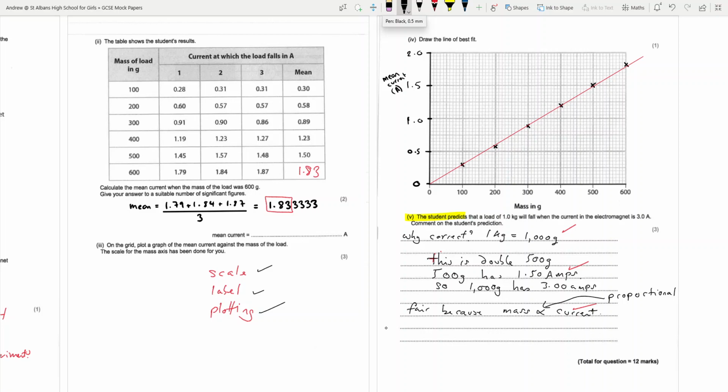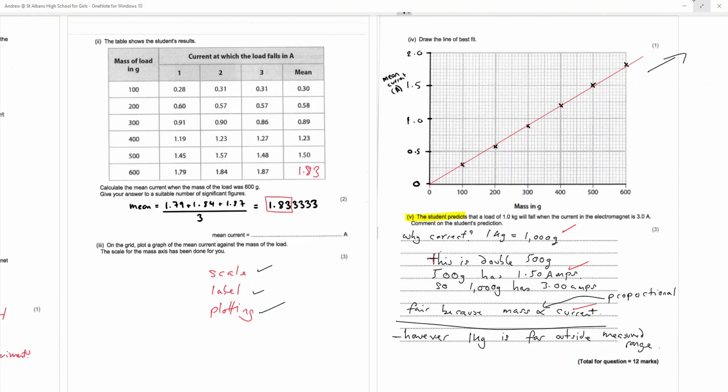You can actually say that, however, 1 kilogram is far outside the measured range. Okay, so that 1 kilogram is all the way, it's up there somewhere. Okay, that's where our measurement is. In order for that to be true, this line would have to continue, and we just don't know if that's true. Okay, the pattern may not continue this far.